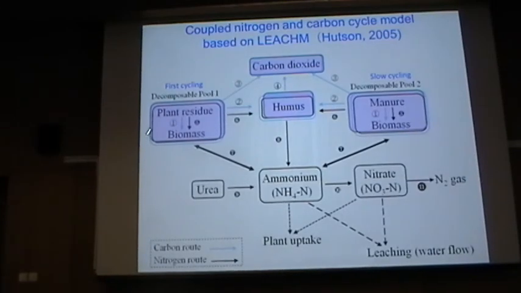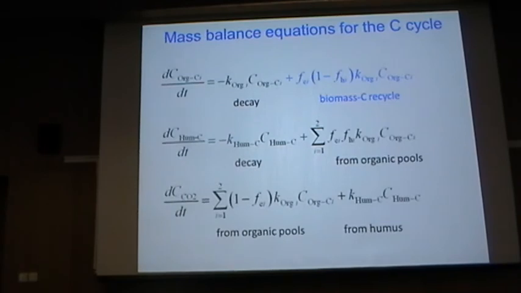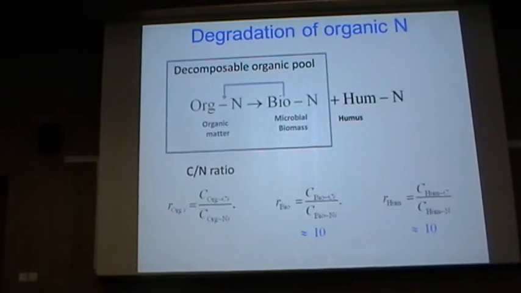Then, considering the mass balance, we can describe the net organic carbon rate as the sum of the decay and biomass recycle. I'm sorry, we assume the biomass is recycled in the pool. Then the carbon dioxide rate is also the production from the organic pool plus the production from humus, like this. Then we also define the organic nitrogen degradation, like this.